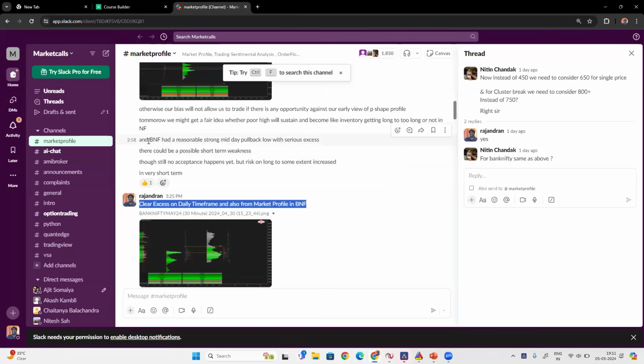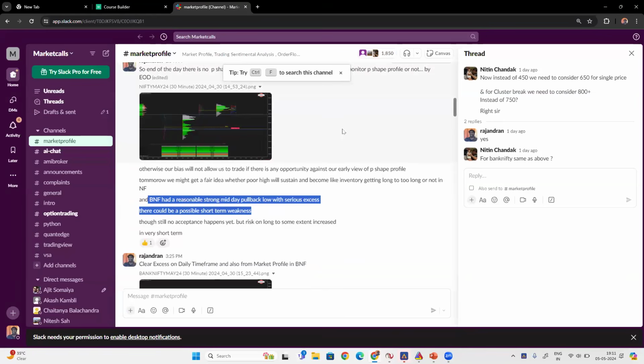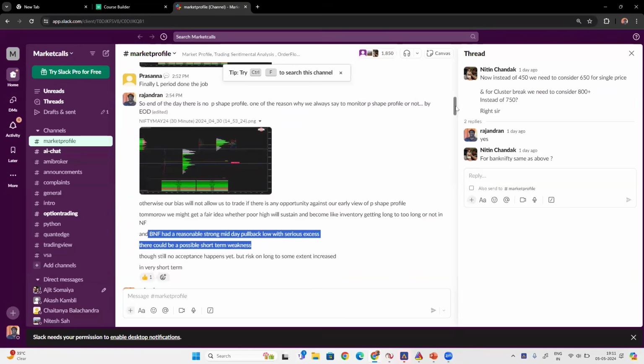So Bank Nifty also had a reasonably strong midday pullback low with a serious excess. This could be a possible short-term weakness, right? That's a very important argument that we are seeing from the profile structure, when we are seeing this information very near the end of the market. So around the 254, where the day is about to close. So 254 is what we are incurring.